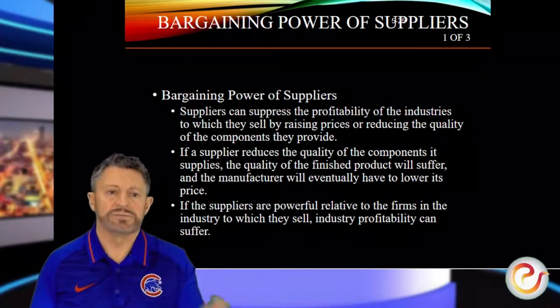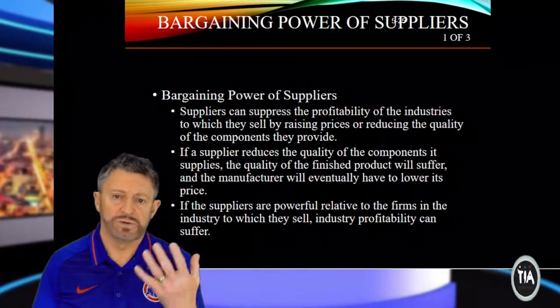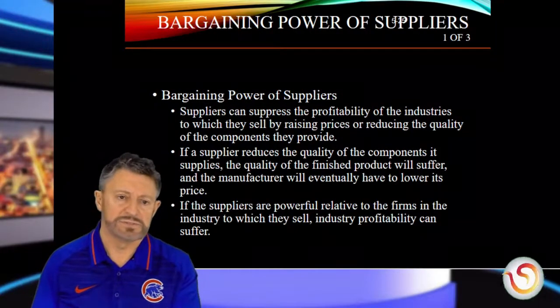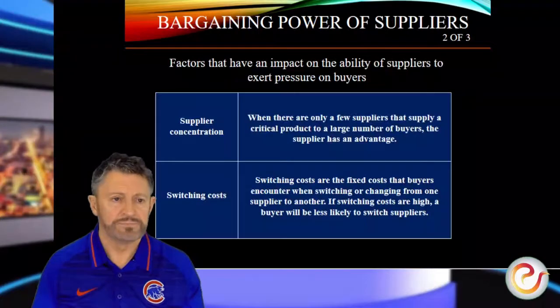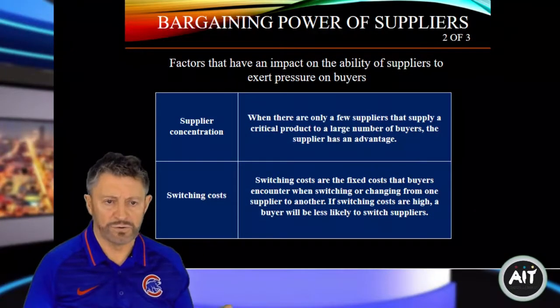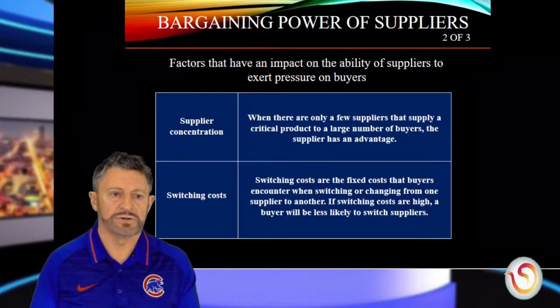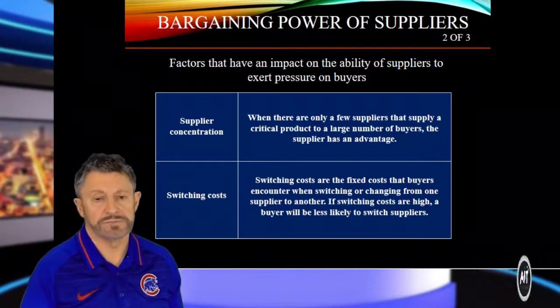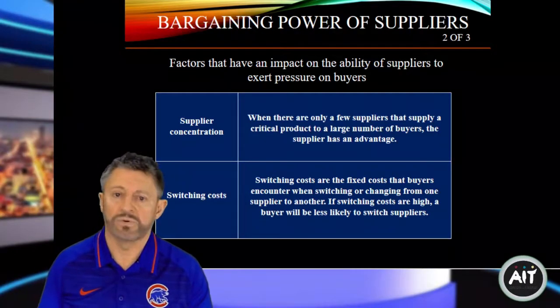So that's the whole premise, or the whole point about the suppliers. The fewer there are, the higher the cost of raw materials. That has to be passed on to the consumer. So supplier concentration: if there are only a few suppliers supplying critical products to a large number of buyers, the supplier has an advantage. Depending on what the products are.